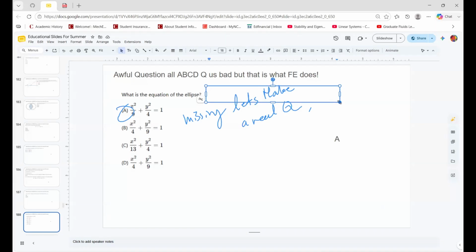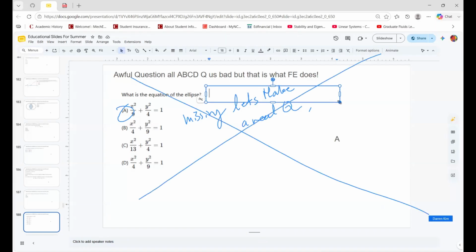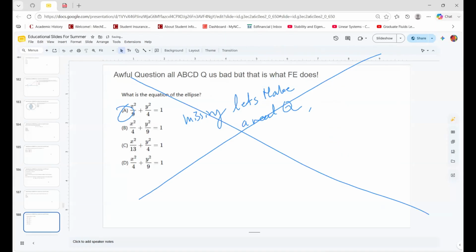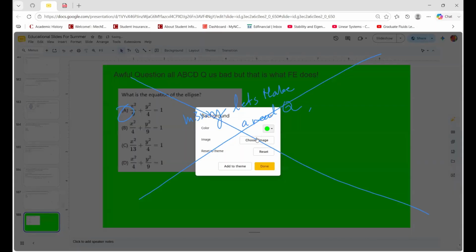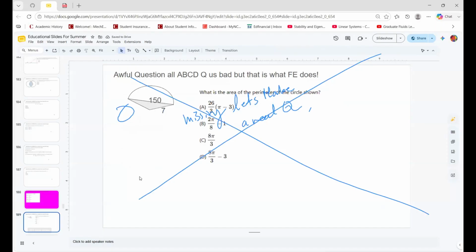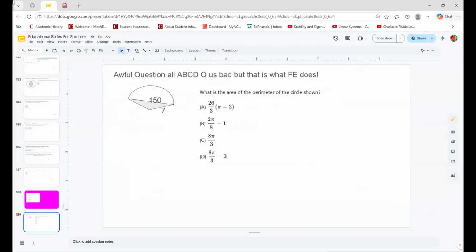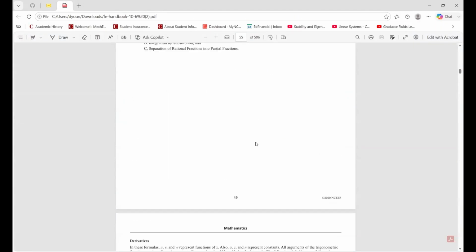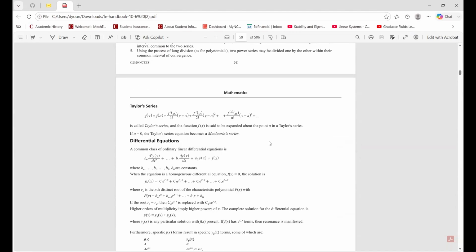You know what? I don't even want to do it. This is so messed up that I'm just going to say make the question correct, and I'll do this later. Okay. What's the area of the perimeter over here? That is just doing this again. Where is that?